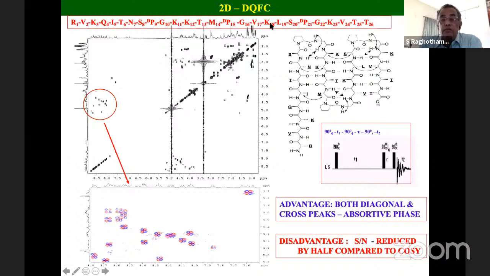Now, the advantage of DQF-COSY is that both diagonal and cross peaks are absorptive peaks. They are quite sharp peaks. The dispersive peaks would have a broader base. We will not go into those details because both are very sharp. You get very nicely resolved resonances. The big disadvantage here is the signal to noise ratio goes down, so you need to give more time to acquire this data.